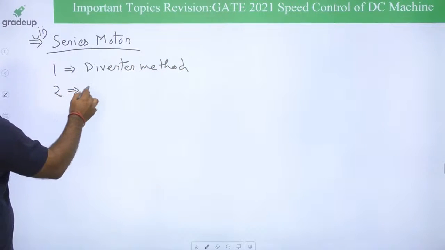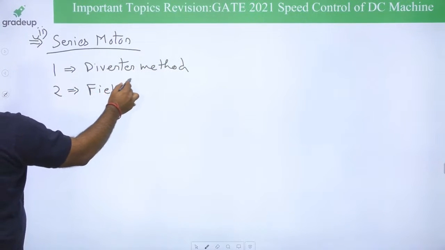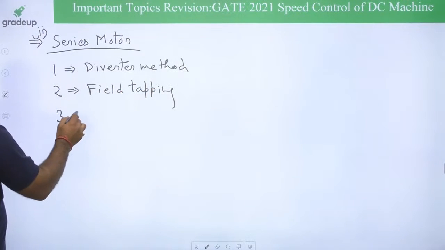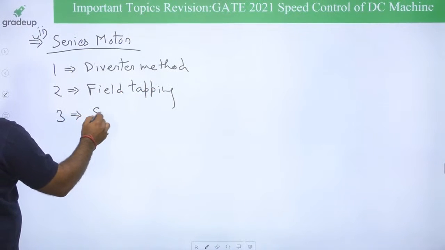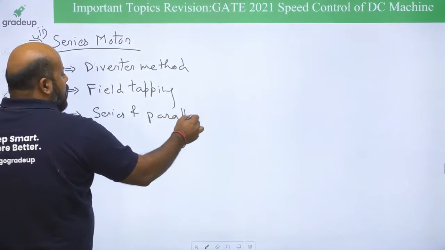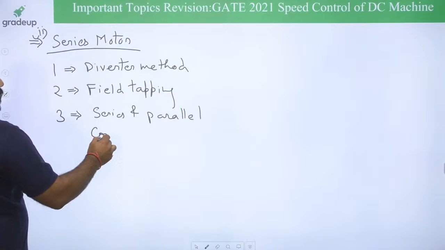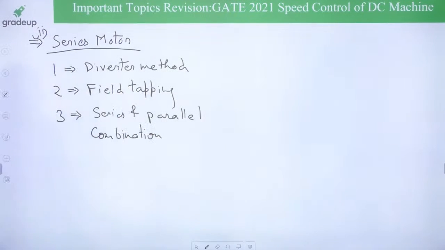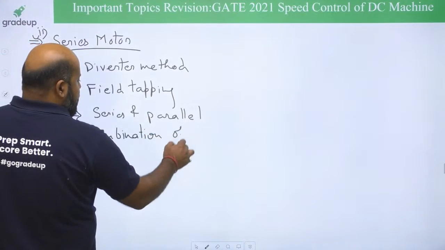Second method is field tapping. Third method is series and parallel combination. Series and parallel combination of field winding.